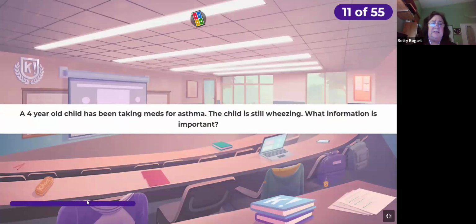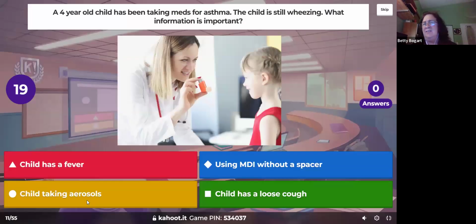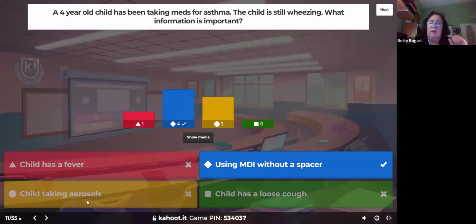A 4-year-old has been taking meds for asthma, but she's still wheezing. What's some information that you need to ask? What's important to understand? The biggest thing is, how was this child taking their medicine? Is it an aerosol? Is she taking it all? Or is it an MDI?